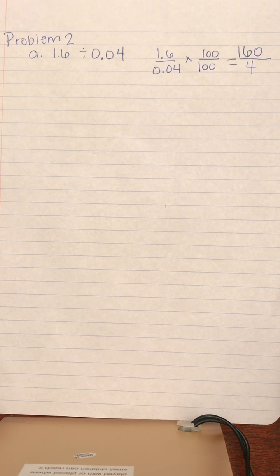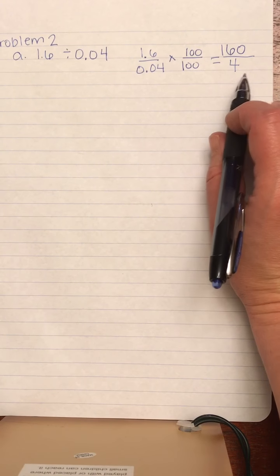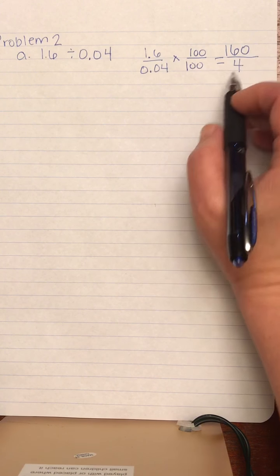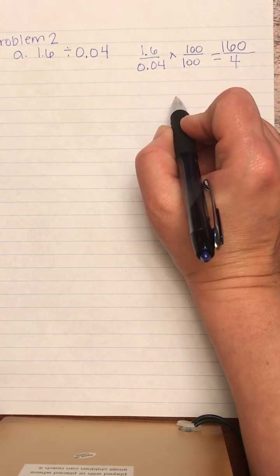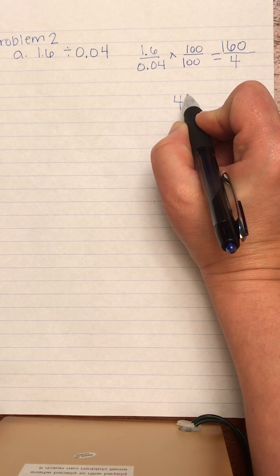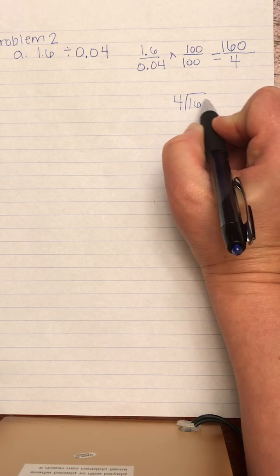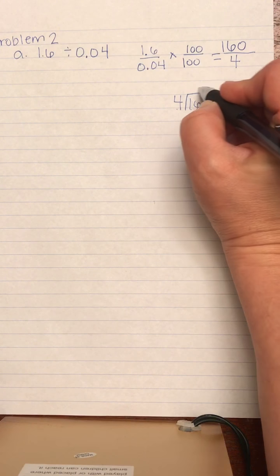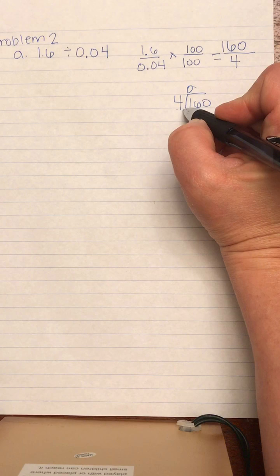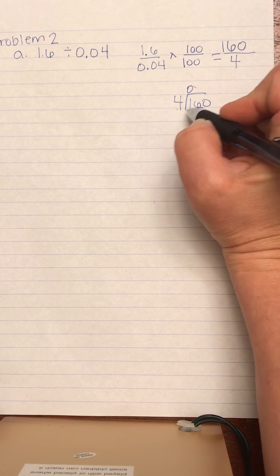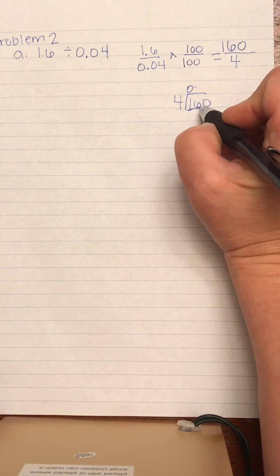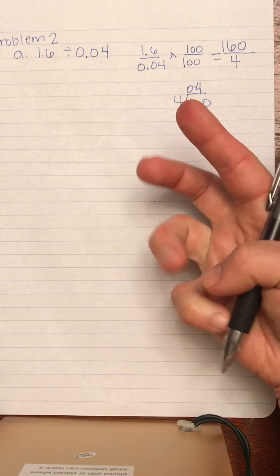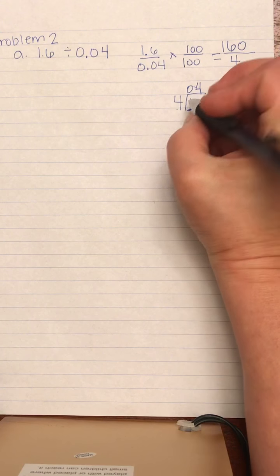So I'm still not quite finished though, because I can't leave this as 160 over 4. So I'm going to figure out the quotient here for that. 4 doesn't go into 1, so I'm going to put a 0 above that 1. So now I've got to look next door at 16. How many times does 4 go into 16? Well, it goes 4 times. 4, 8, 12, 16. It goes in evenly.